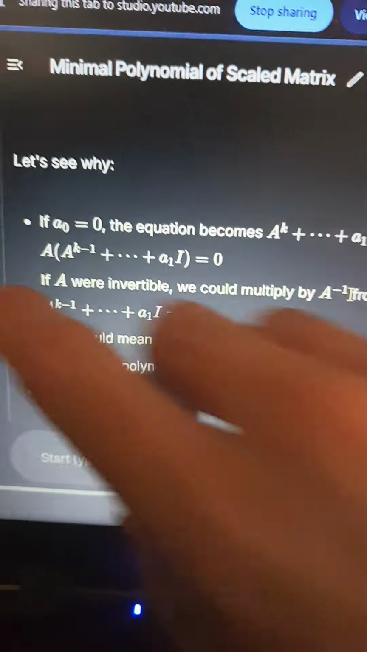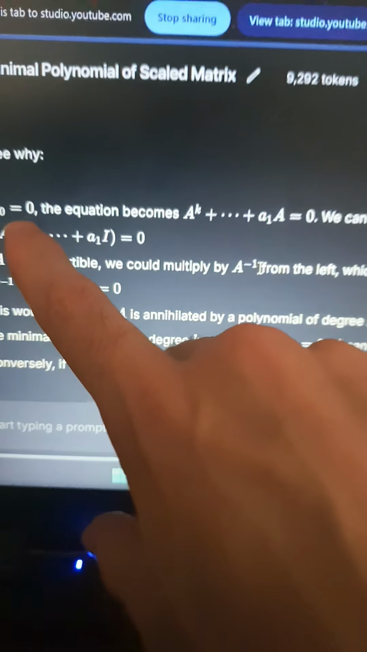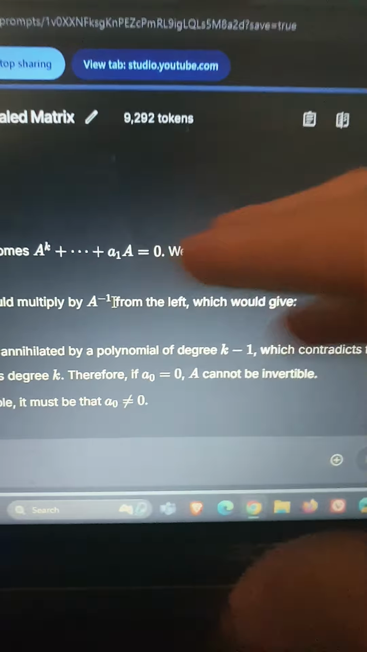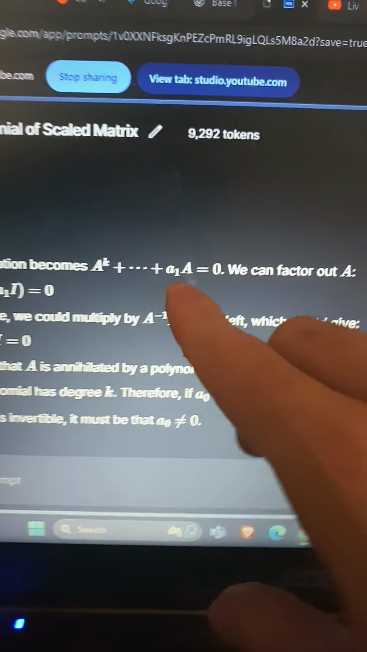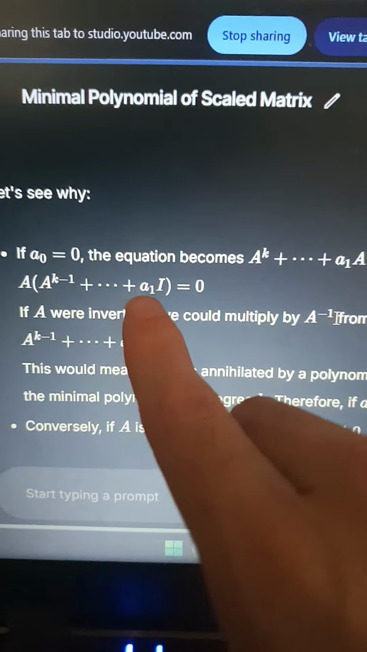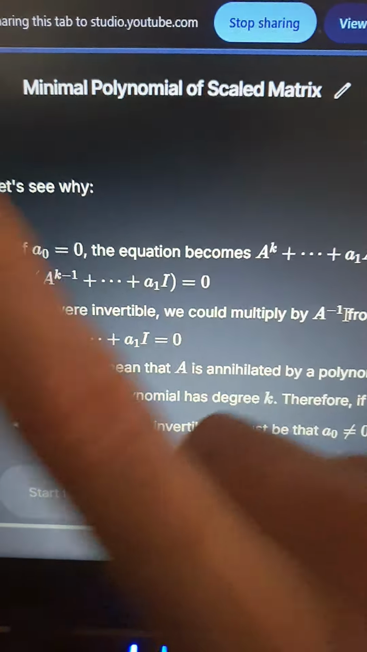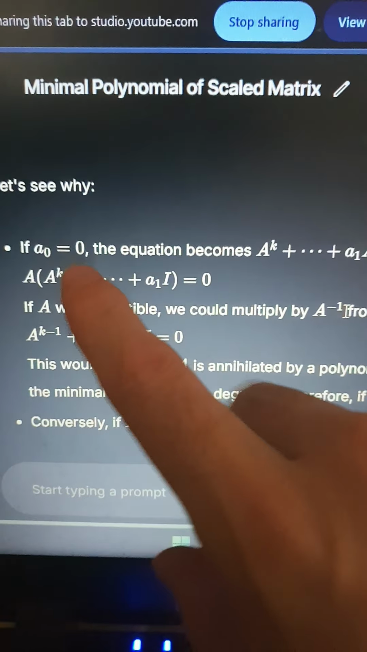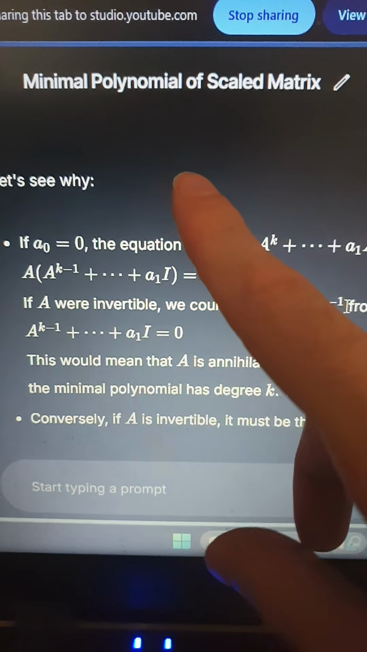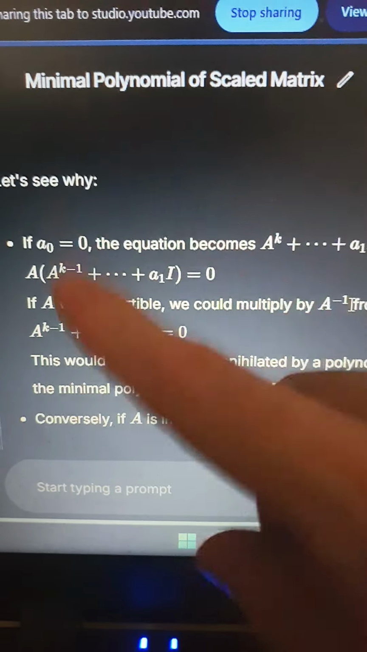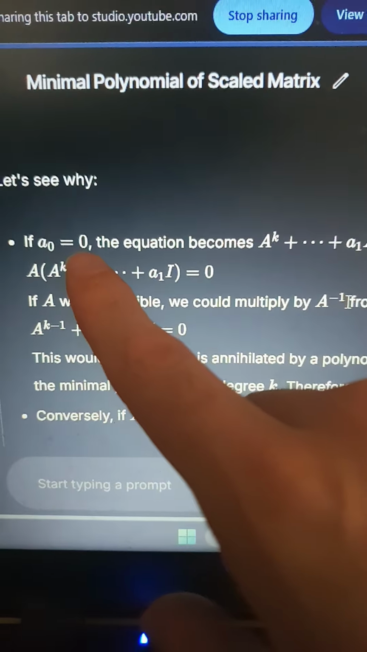Let's see why. Because if a0 is zero, you can look at the equation like this, right? Because the constant term is zero, so it's not here. If so, you can take out A, right? And you get to this equation. But if you get to this equation, A is invertible, which should not be, because a0 is 0. We said that if the constant term in the minimal polynomial is 0, it must be that A is not invertible. A is invertible only if this is not 0.